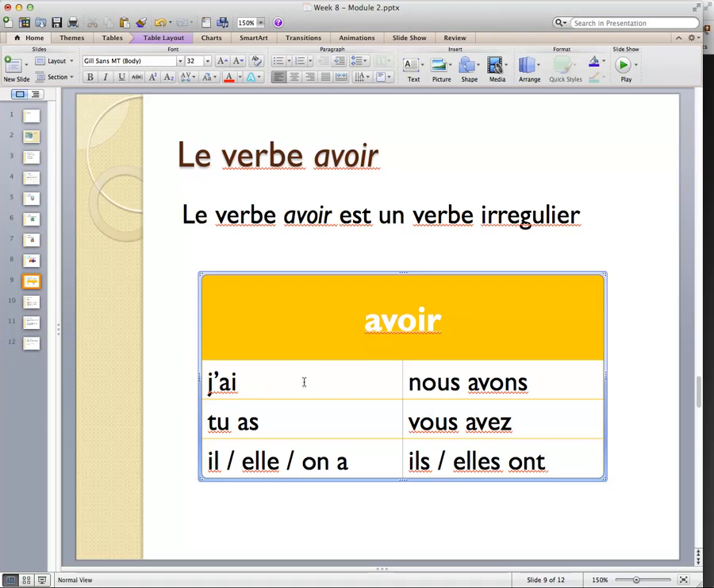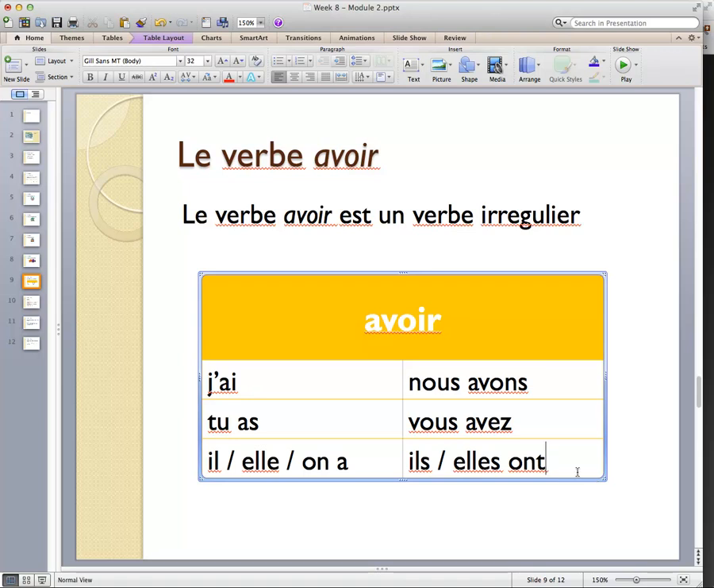Répétez avec moi. J'ai, tu as, il a, elle a, on a, nous avons, vous avez, ils ont, elles ont.